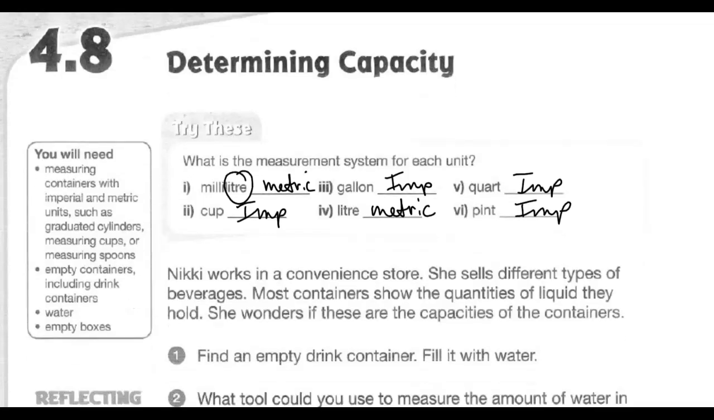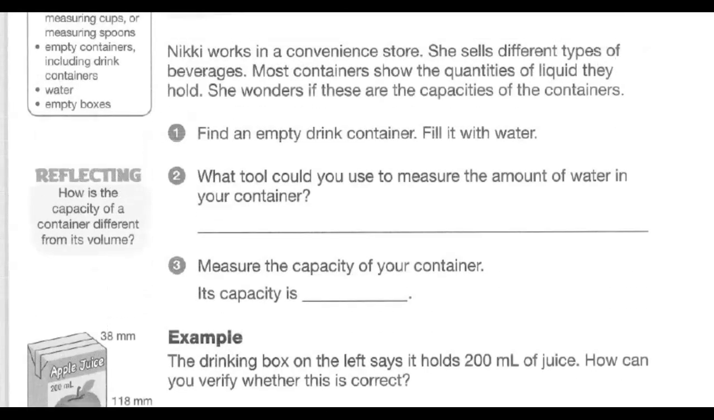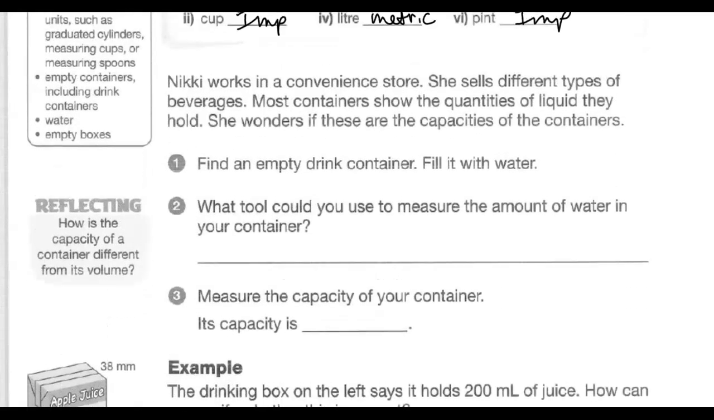So it says, Nikki works in a convenience store. She sells different types of beverages. Most containers show the quantities of liquid they hold. She wonders if these are the capacities of the containers. And yes, it will be, but she wants to know, are they accurate? That is always the key.